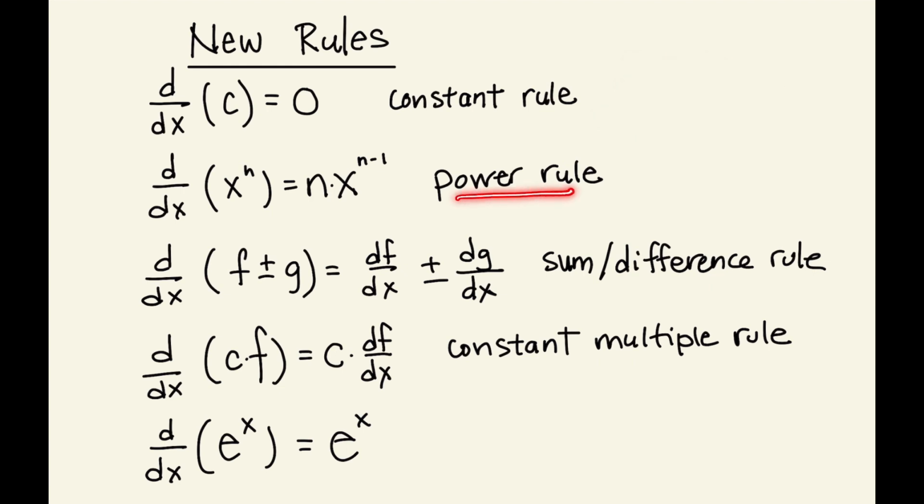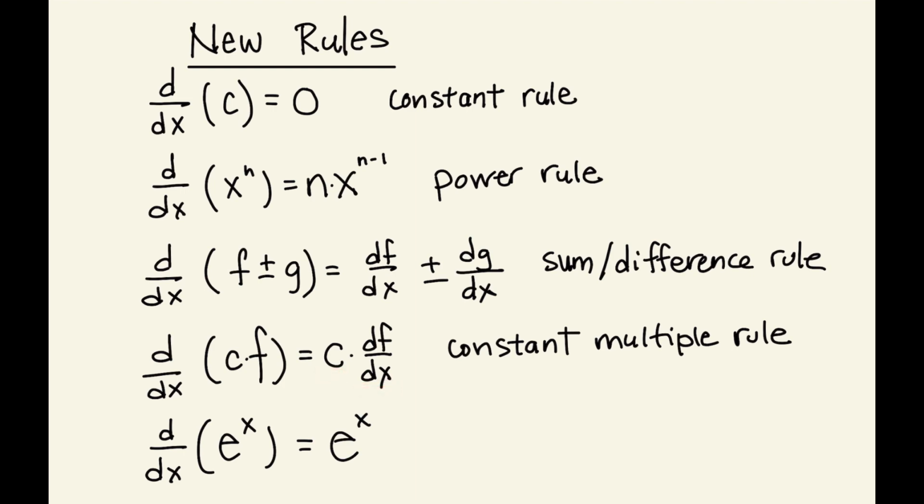The power rule tells us that the derivative of a power function is equal to the power, so n times x raised to the n minus 1 power. So we just drop this by 1. And next we have the sum difference rule, and that just tells us that the derivative of a sum is equal to the sum of the derivatives, or similarly for the difference. We also have the constant multiple rule, which tells us the derivative of a constant times our function is equal to that constant times the derivative of the function.